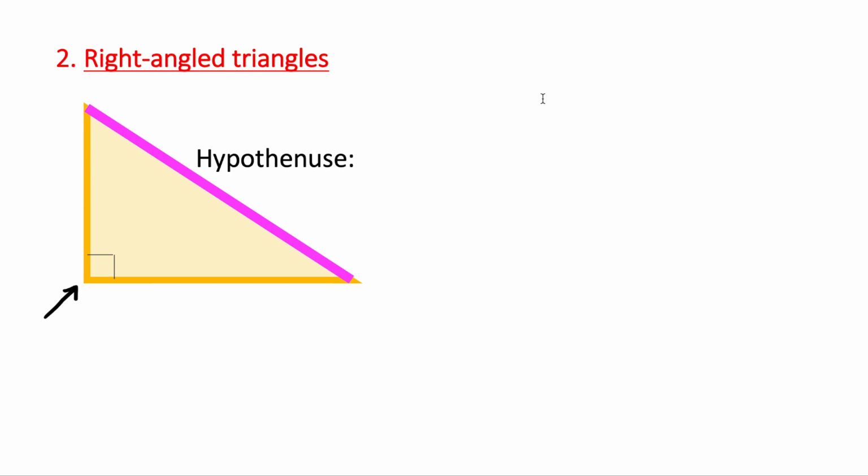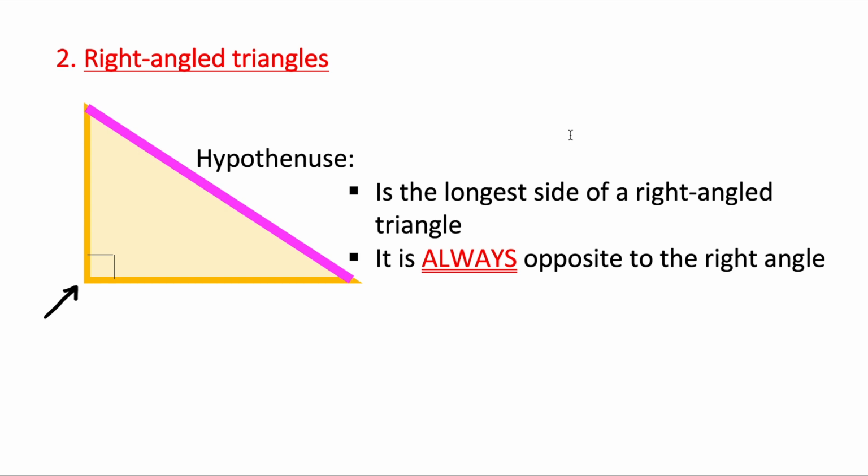And the hypotenuse, as we said before, is the longest side of a right angle triangle, and is always, always opposite to the right angle. So we have to remember this. And how do we identify it very quickly? When we have a right angle triangle, we identify where is our right angle, and the opposite side is going to be our hypotenuse.